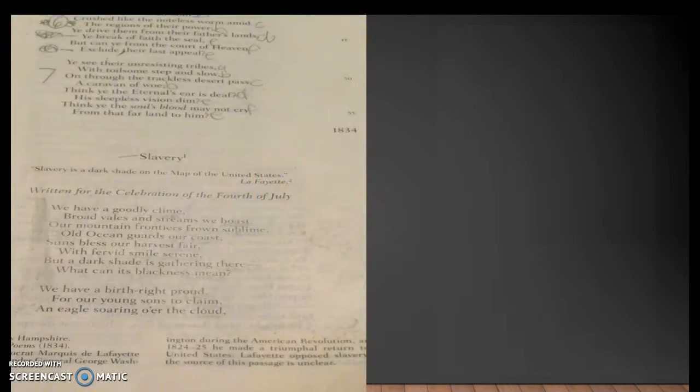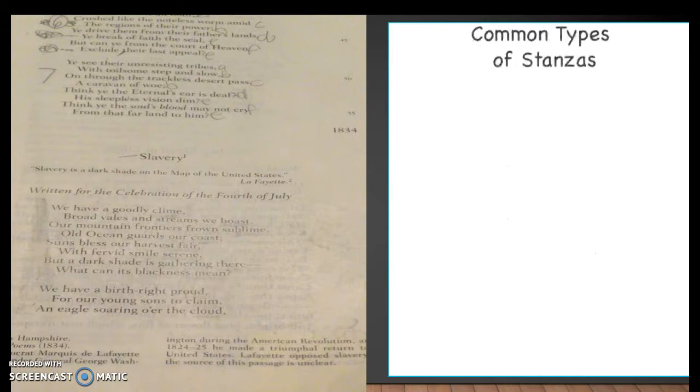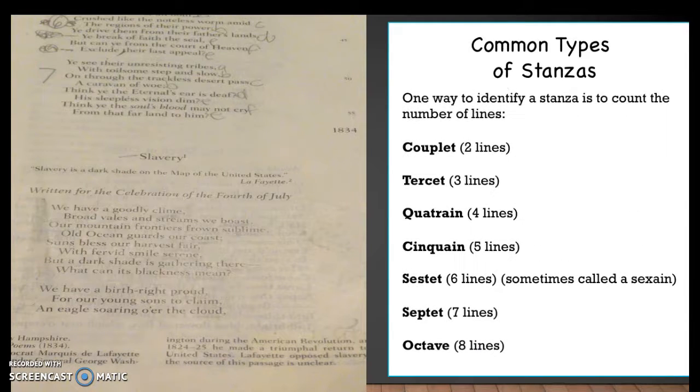Stanzas. The common types of stanzas. One way to identify a stanza is to count the number of lines. A couplet has 2 lines. A tercet has 3 lines. A quatrain has 4 lines. A cinquain has 5 lines. A sextet has 6 lines, a septet has 7 lines, and an octave has 8 lines. Now, let's look at the example video.